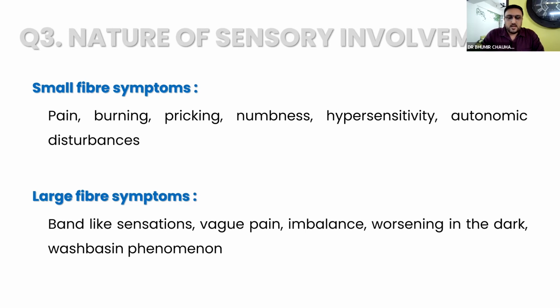And in large fiber, we have band-like sensations, very vague and diffuse dull pain, imbalanced gait, ataxia which usually worsens in the dark, and the patient may also report what is called the wash basin phenomenon. This is where the patient bends down at the wash basin and splashes water on his face. At that time, if he is closing his eyes, he will suddenly become very ataxic or imbalanced. That is because it is a kind of Romberg's phenomenon which is happening. That is called the wash basin sign. And if this is happening, it is very much pointing towards large fiber involvement, causing loss of proprioception.